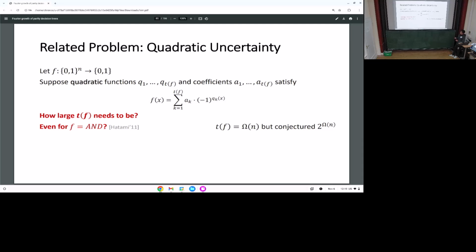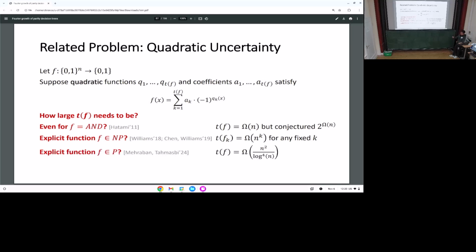And now people ask, okay, we can't even solve this function. What about other functions? What about an explicit function in a reasonable computational class? This was studied by Ryan Williams and a follow-up work with Lijie Chen. They show that for any fixed number k, there exists a function f_k in MA such that the sparsity is at least n to the k. They use some algorithmic method to show this. And what about the functions in P?